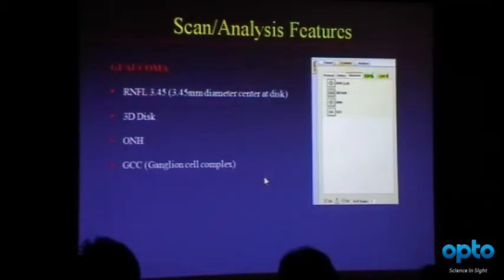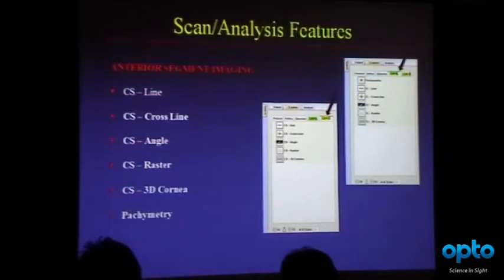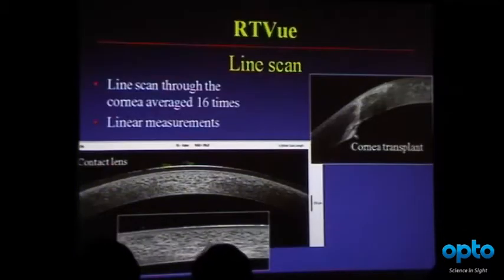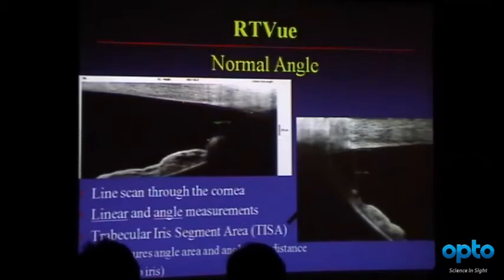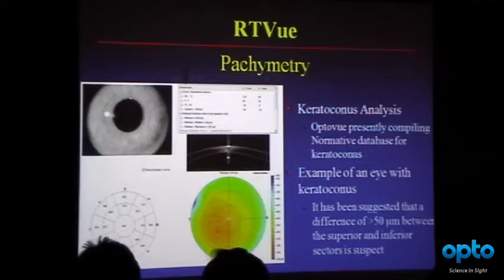I'm not going to talk at all about glaucoma. You'll hear about that shortly. Nor am I going to mention anything about anterior segment scanning, just to show you a couple of quick images from the anterior segment scanning and measurement of the angle and doing pachymetry. And very soon the software is going to allow you to diagnose keratoconus, hopefully automatically.